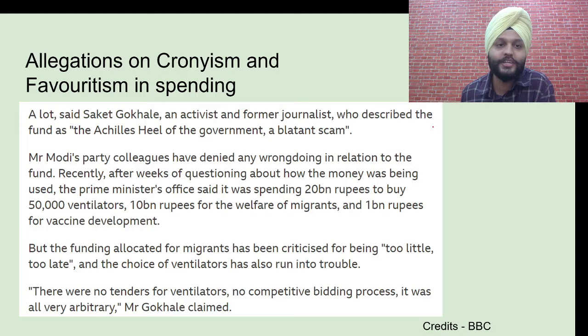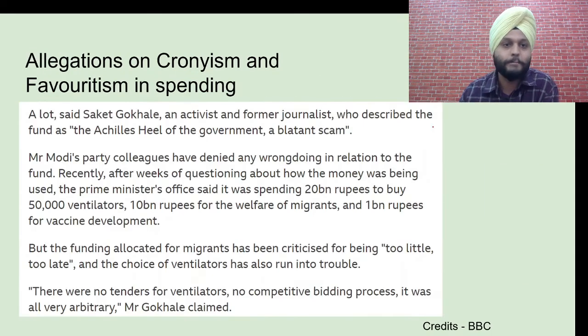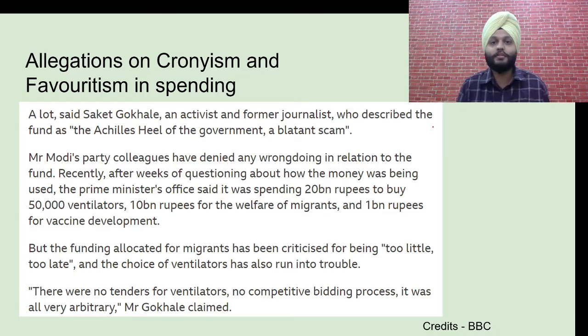Then there are allegations of cronyism and favoritism in spending. So, these are all news clippings, by the way. Okay. Now, allegations of cronyism and favoritism in spending. Mostly who says that? Congress and the states in opposition, right? Since there is a lack of transparency, there is obviously scope for raising questions about the usage of the funds. Okay. So this is there.